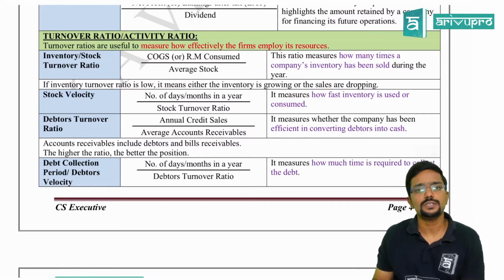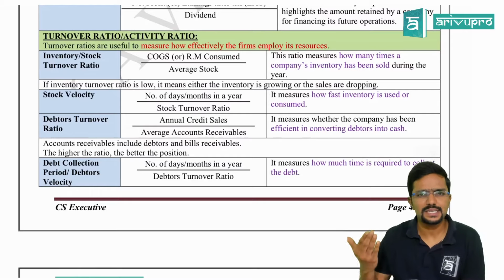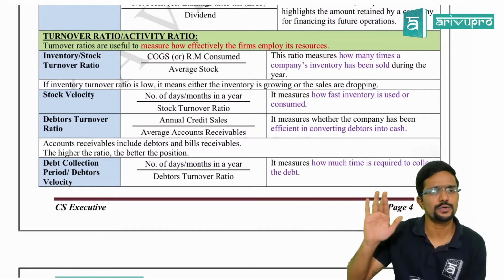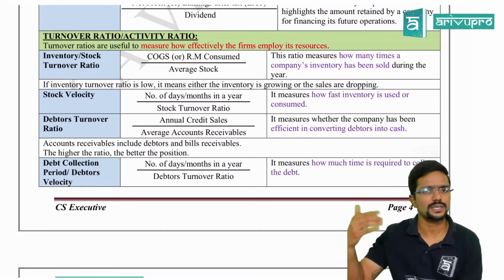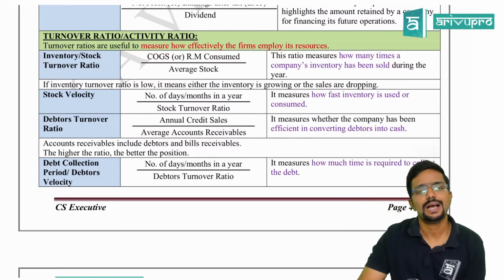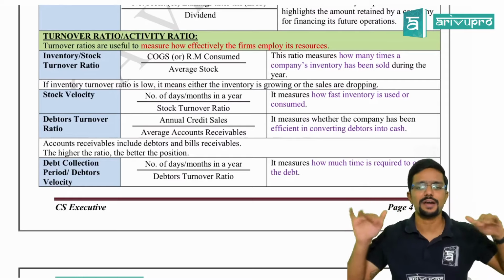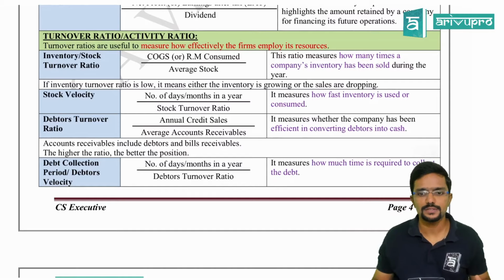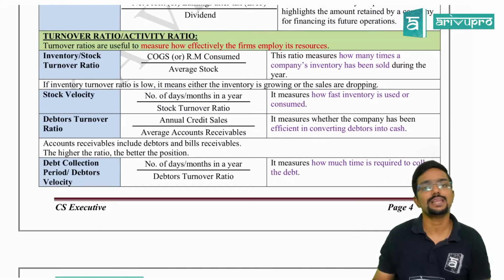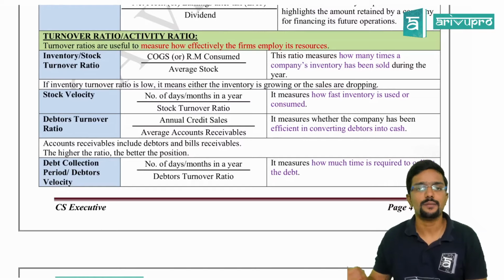So what is COGS? Opening stock plus purchases minus closing stock. And if there are any purchase related expenses, we have to add them. Okay, sir. Raw material consumed also is calculated in the same way, divided by average stock. Average stock means opening plus closing divided by 2. Okay, sir. So this shows how many times a company's inventory has been sold when compared to their inventory.